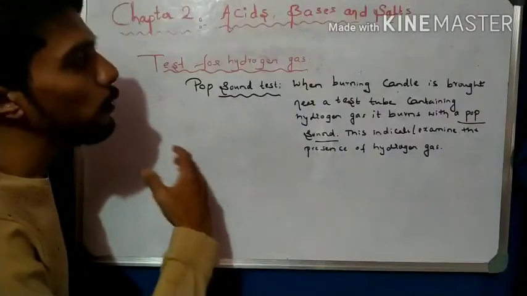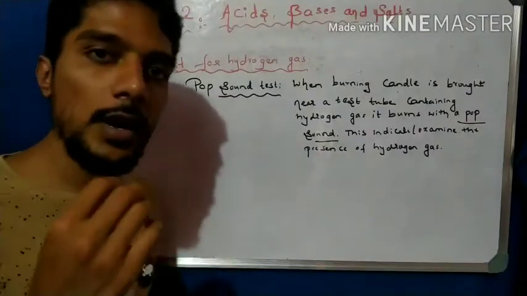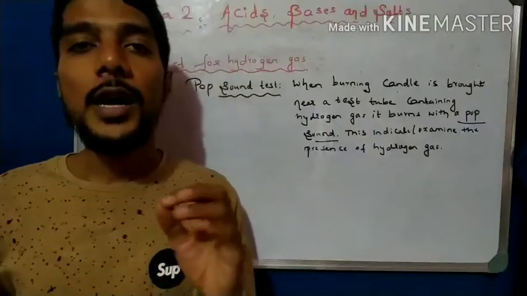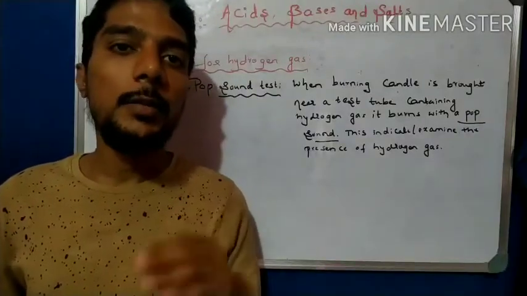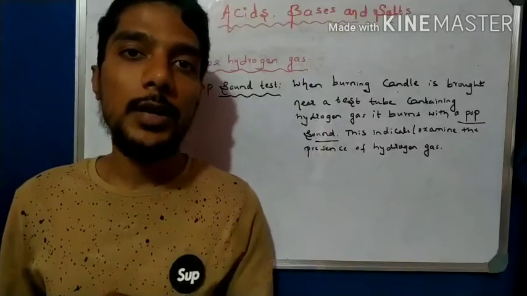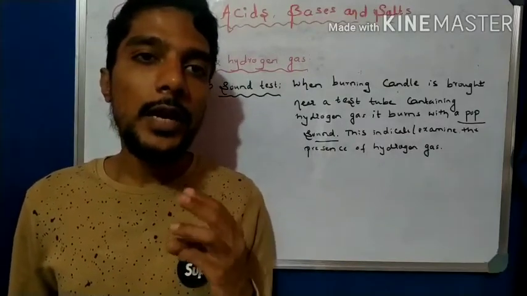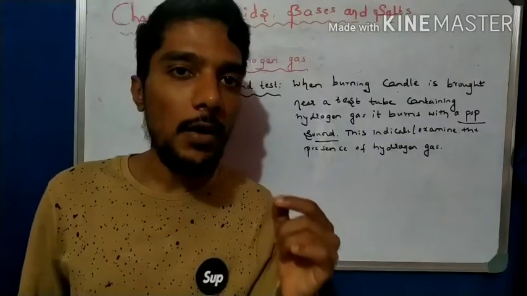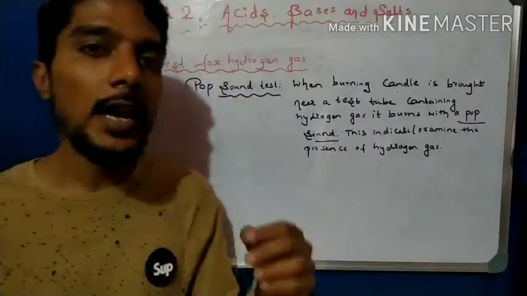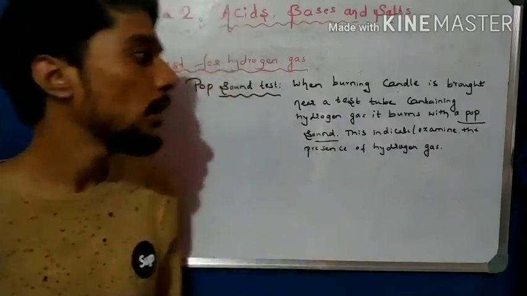Now let us come to another test, that is the test for carbon dioxide gas. In the last video we learned the property of acids when they react with metal carbonates and metal hydrogen carbonates. In that case we get three products: one is salt, one is water, and one is the gas carbon dioxide. So how do we test that carbon dioxide gas? We will also learn this in this video.